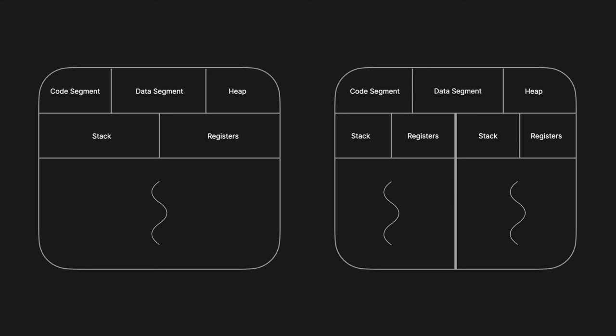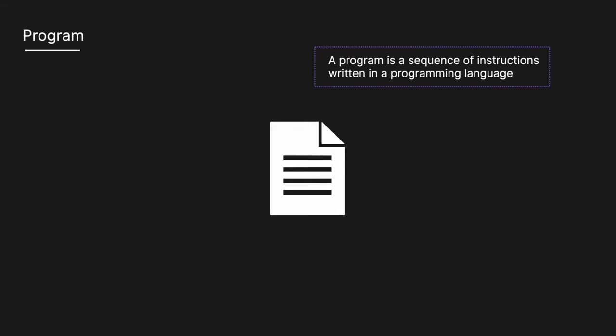In this video, we're going to compare the differences between processes and threads. Let's jump in. Before we compare processes and threads, we first have to understand what a program is. A program is a sequence of instructions written in a programming language. This code is then interpreted or compiled into binary code, which is then loaded into memory to be executed.